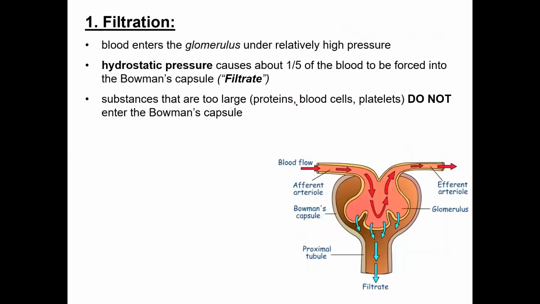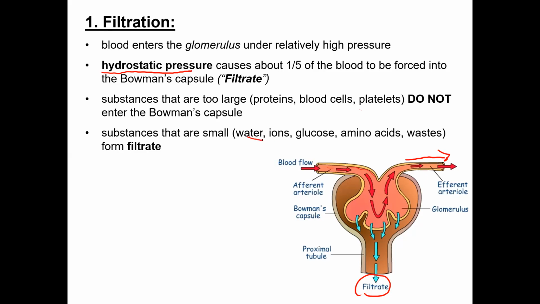Okay, filtration. The glomerulus is under relatively high blood pressure. And that is going to force via hydrostatic water pressure what we call filtrate. Everything that gets through. Substances that are too big, like blood cells, stay in the efferent, but substances that are small, like water, glucose, amino acids, and wastes, can pass in and form the filtrate.